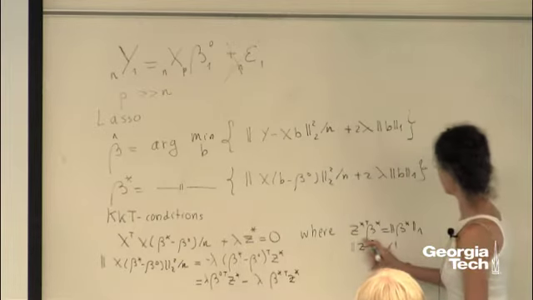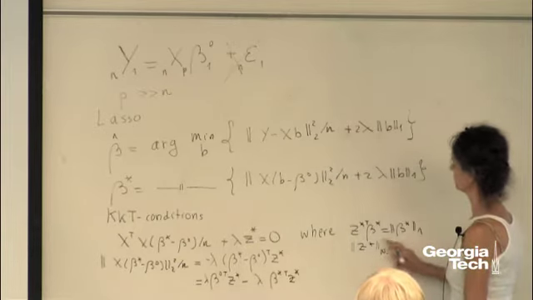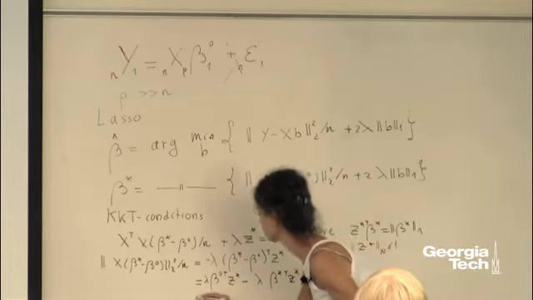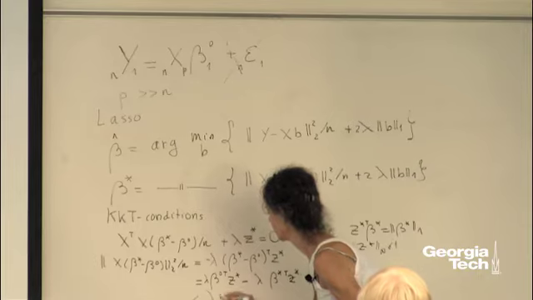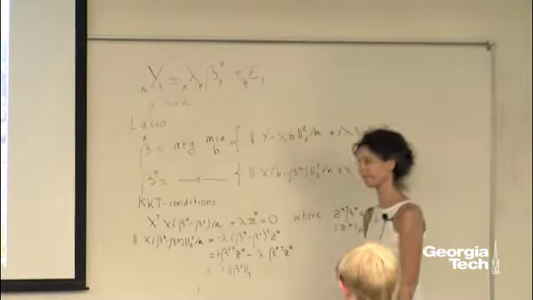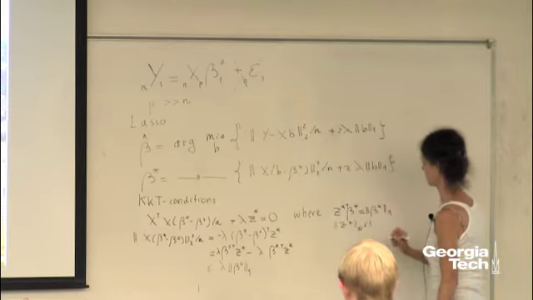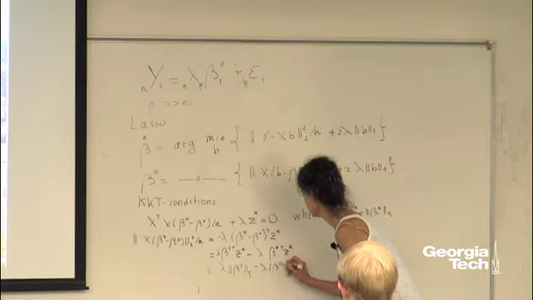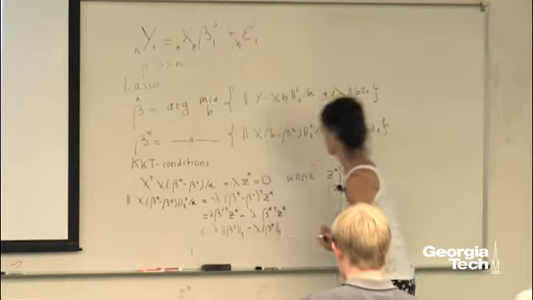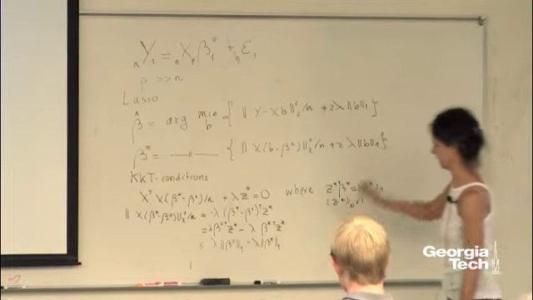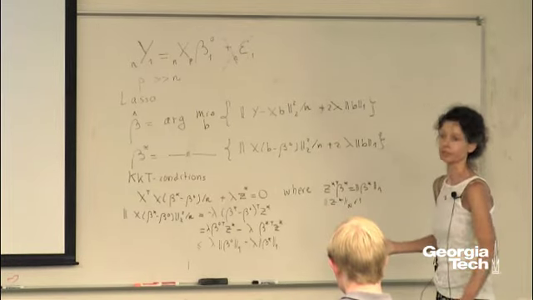Now I'm going to use that the sup norm of z star is at most 1, so I can bound this term by the L1 norm of beta 0. And this term is exactly the L1 norm of beta star. Now we're almost done, and then we get a result.